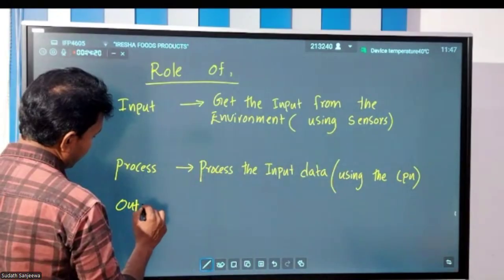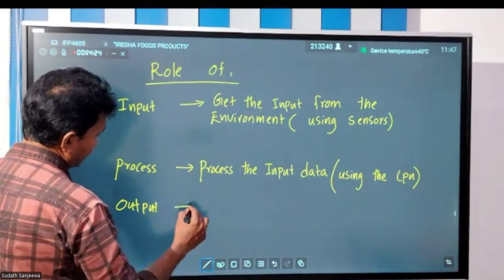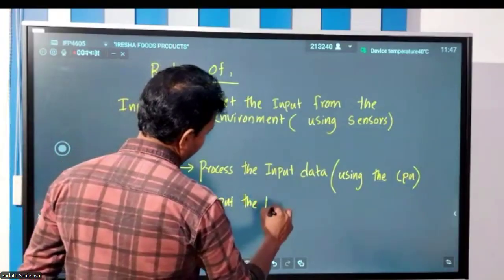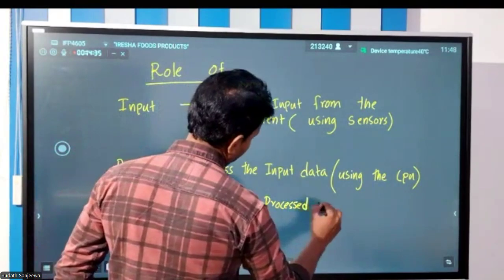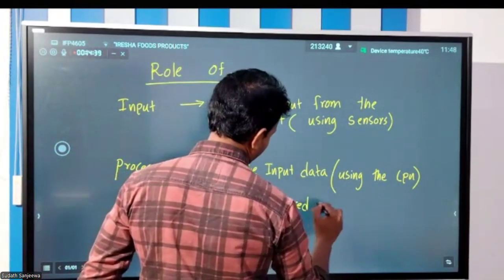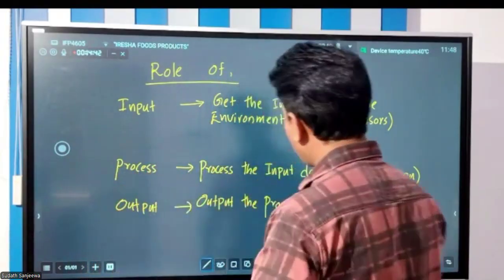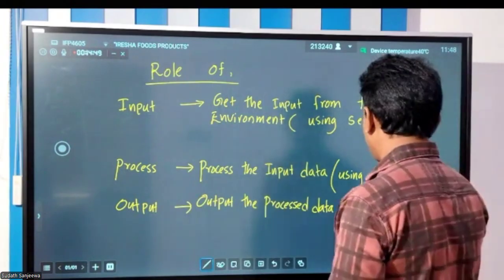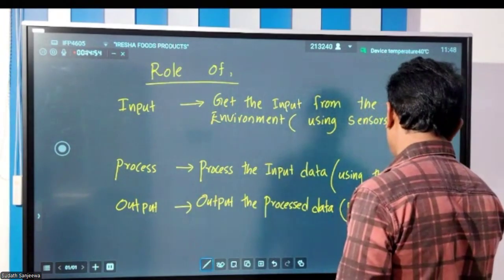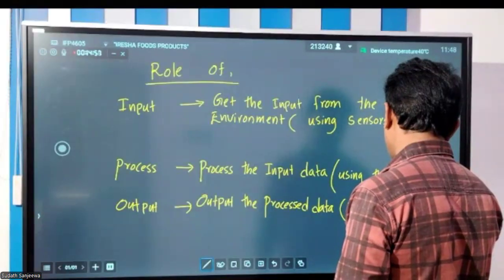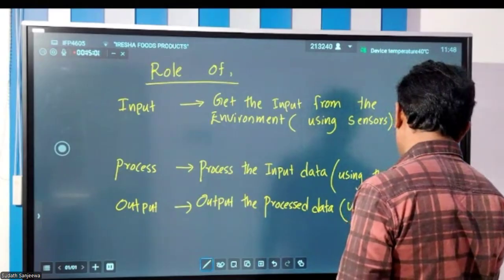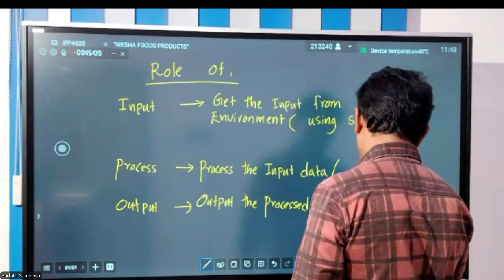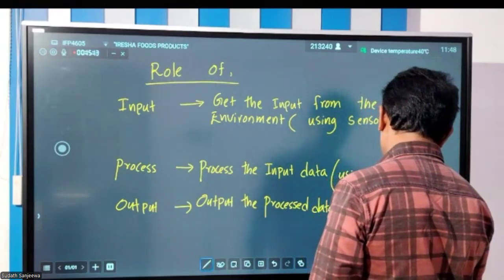In output, right? Output the processed data. When data is processed, we call it information. That means output the information. Right? Using monitor screen, right? LED display, etc.